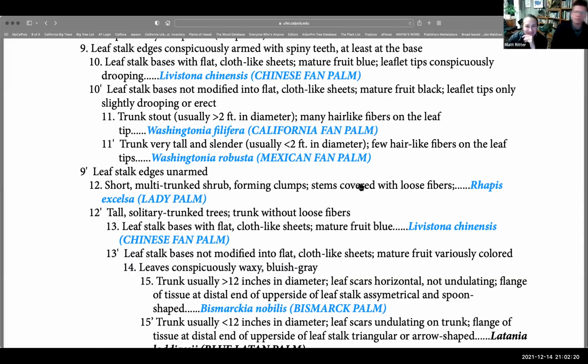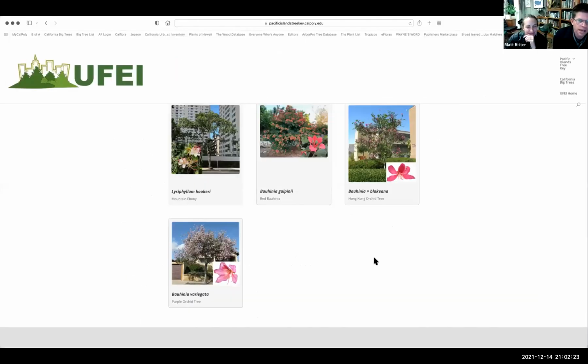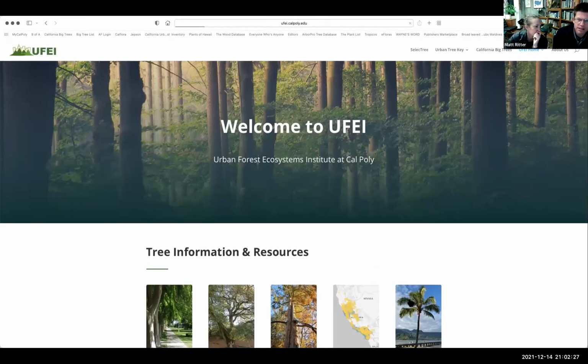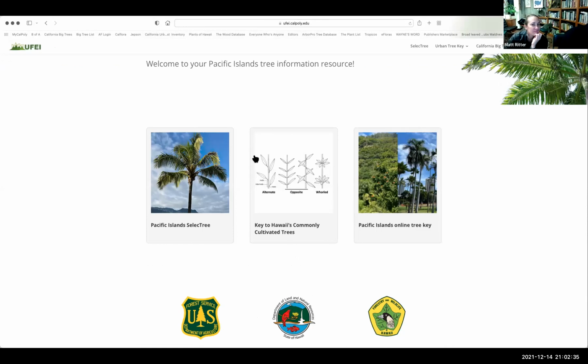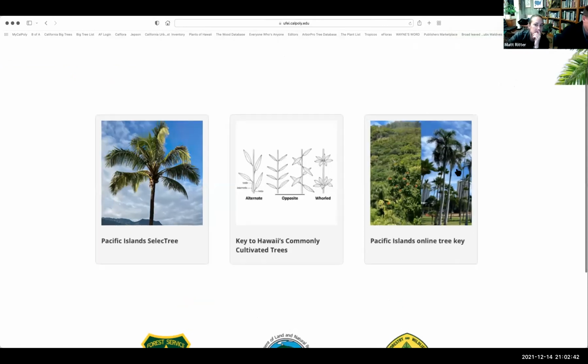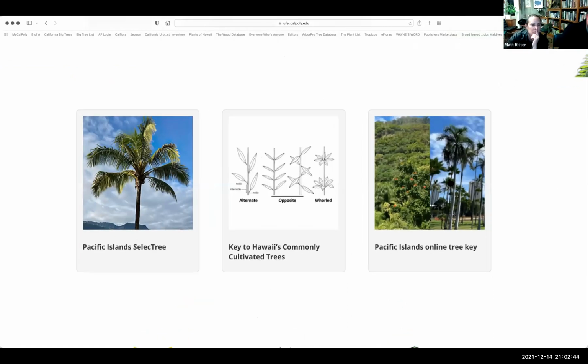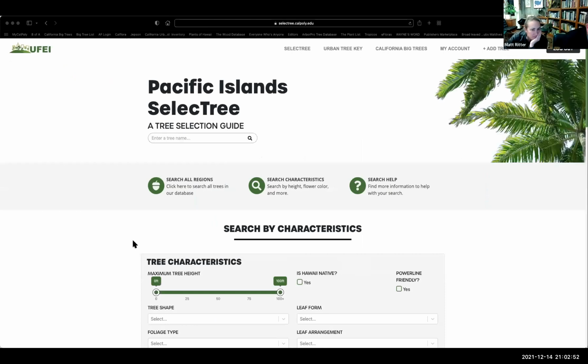Is it the same site at the beginning? Yes, the same site at the beginning. This is the main site. Wait a second. This site right here, there are three main links. The one in the middle is the PDF key. That's the actual document. The one on the right is what you'd click if you wanted to go through the photos and do the photo key. And the one on the left takes you to a thing called Pacific Island Select Tree. Jen just clicked that, and there's Pacific Island Select Tree.